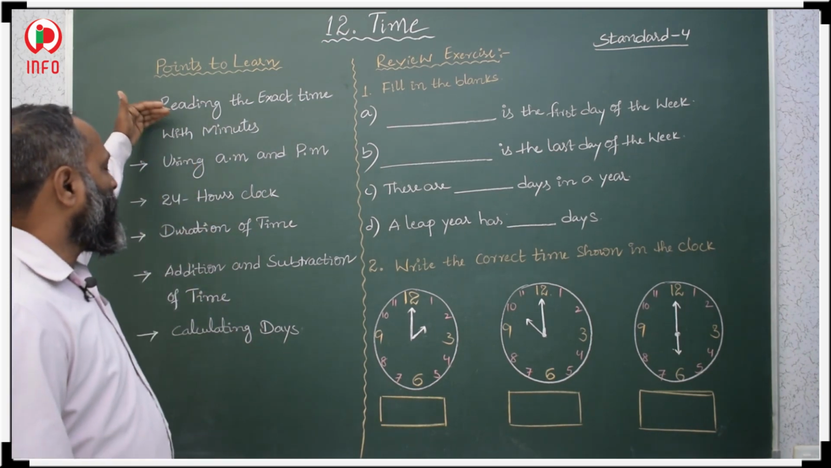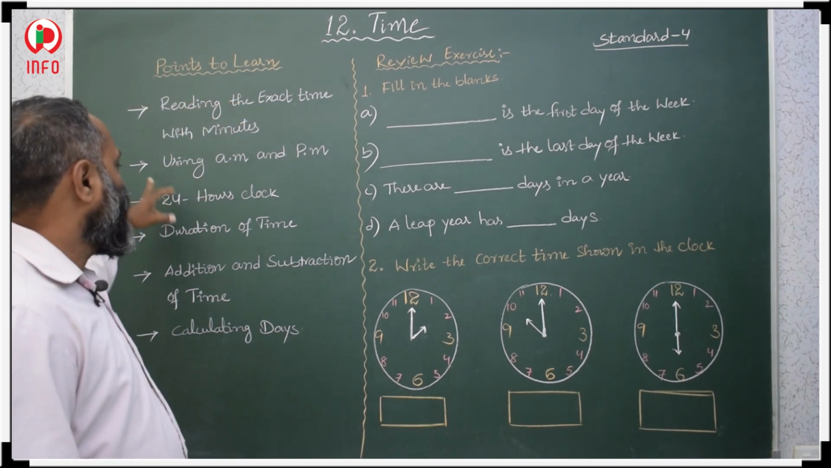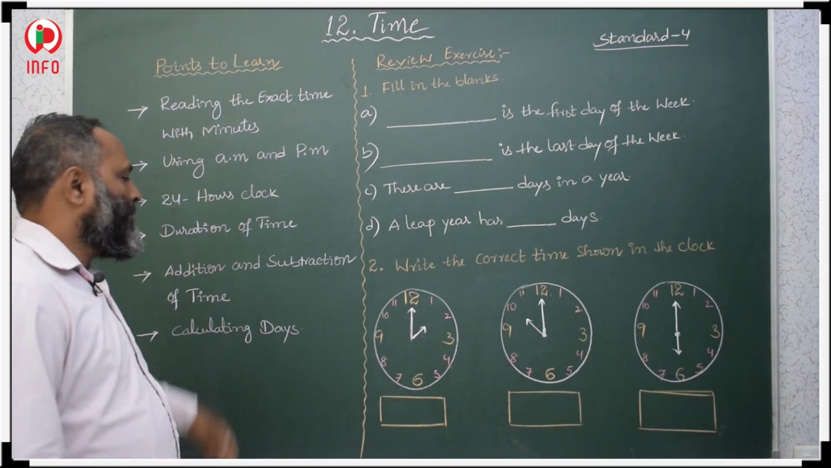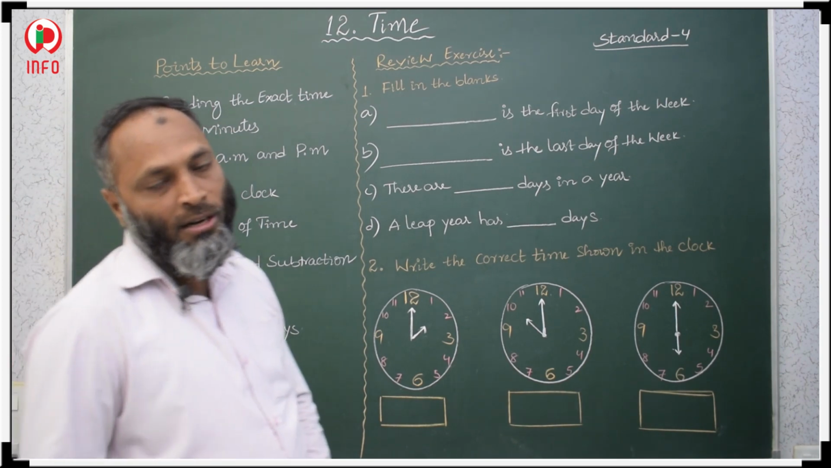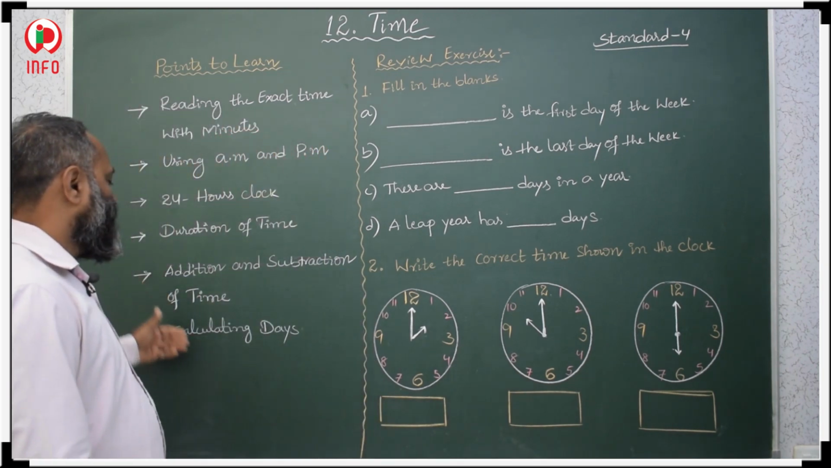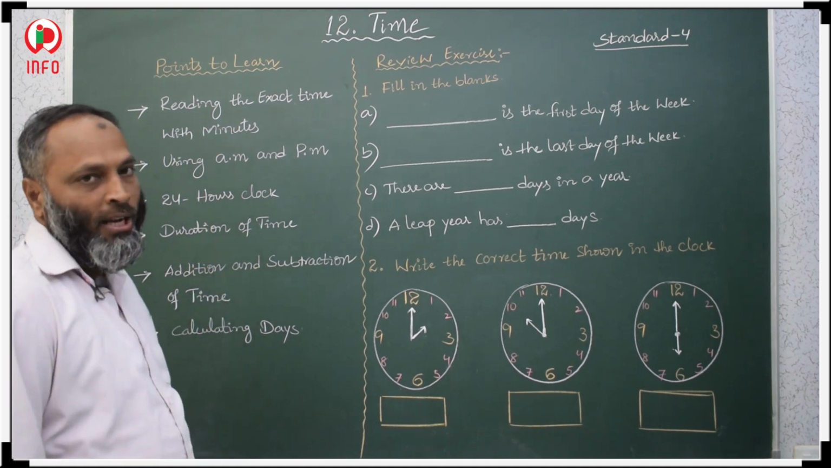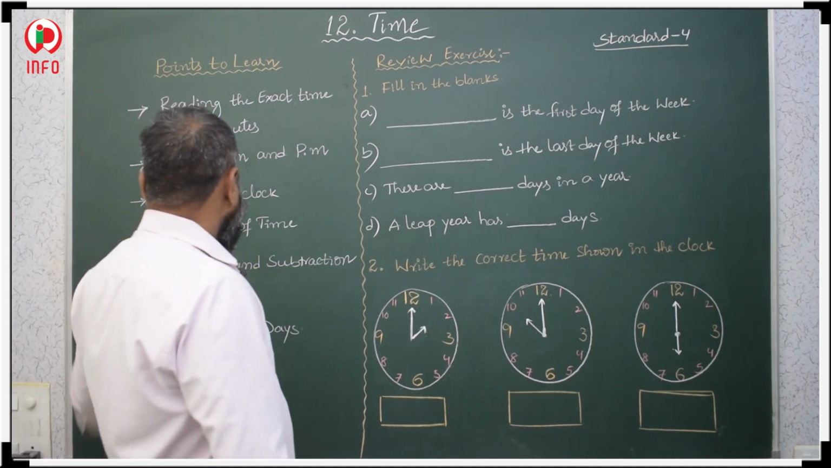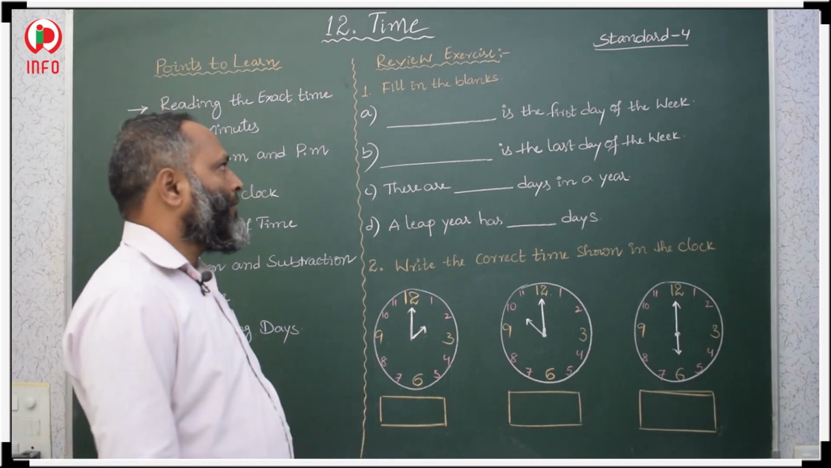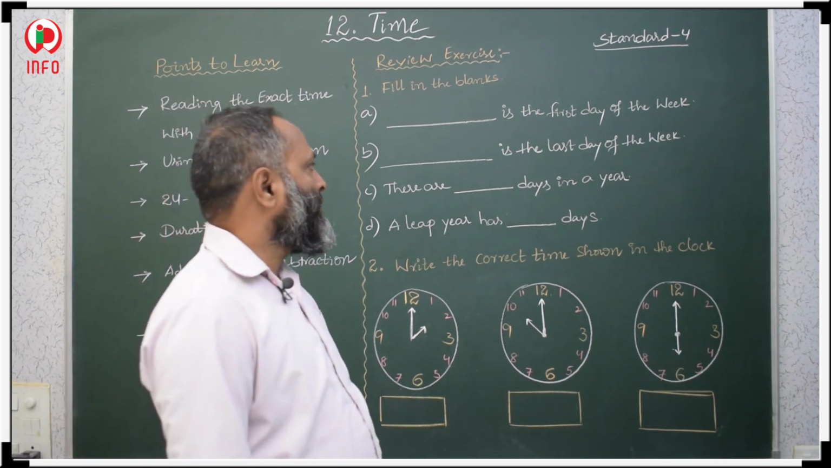The first one is reading time exactly in minutes, also using AM and PM to represent time, and the 24 hours clock, how to represent time in 24 hours. Time duration, how much time a particular work takes, that we are going to calculate. Then addition and subtraction of time, and calculating days. These are the total 6 concepts we are going to discuss. Then in the review exercise, we recapitulate what we learned in the previous classes.